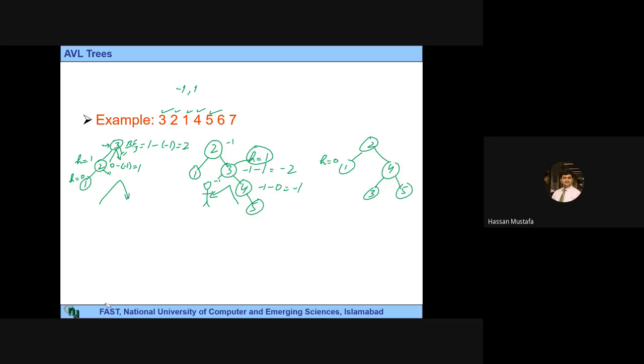Okay, now let's add node value 6 in the tree. So 6 is bigger than 5, it goes here. If I check the parent, it has the balance factor of -1.